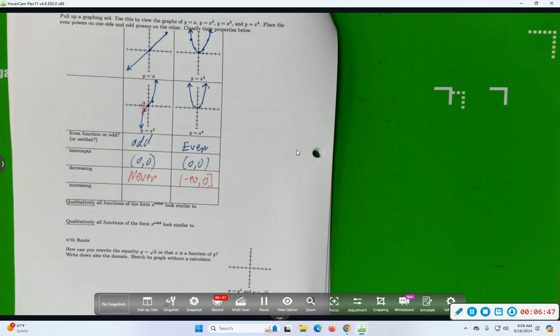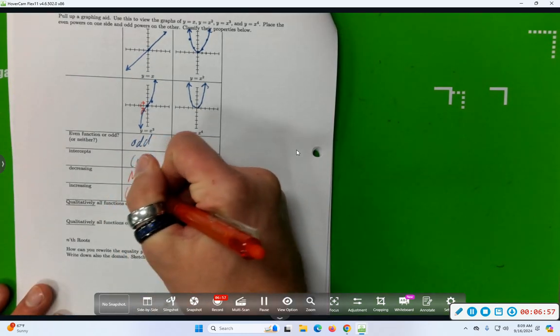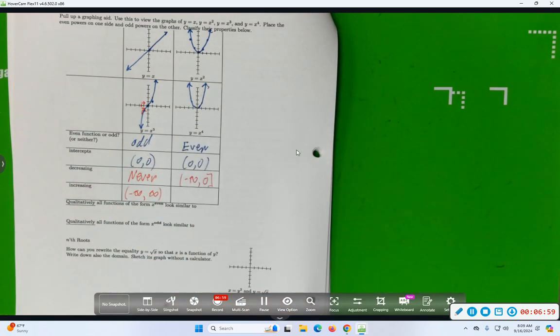Where are the odd power functions increasing? Always. And I guess the word always is as good a way to describe it as any. I'll use the interval notation. Anyone have any objections to that?